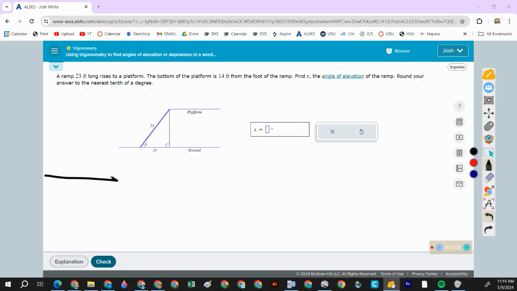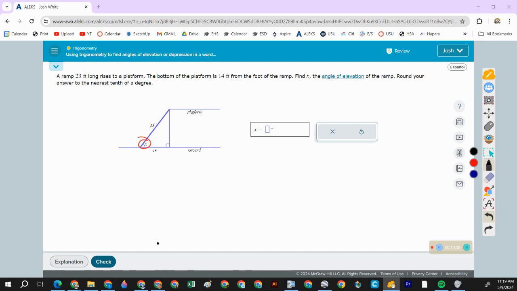All right. If you are looking flat and you tilt your head back, that is going to create what we call the angle of elevation. If you tilt your head forward and start looking down, that is what we call the angle of depression. Okay? So a ramp 23 feet long rises to a platform. The bottom of the platform is 14 feet from the foot of the ramp. Find the angle of elevation. So the angle of elevation is always going to be from level rotating up. So that's why the x is here. Find the angle of elevation.